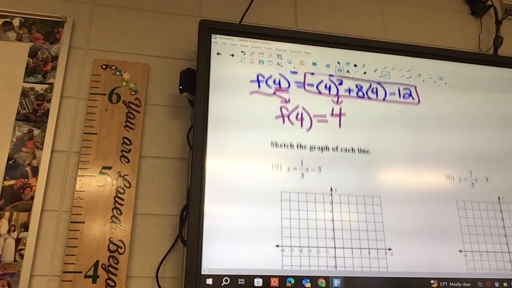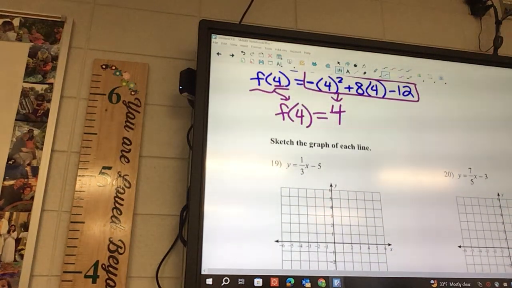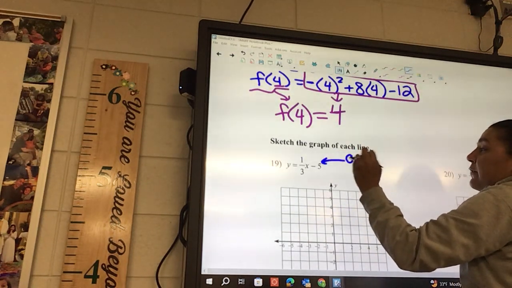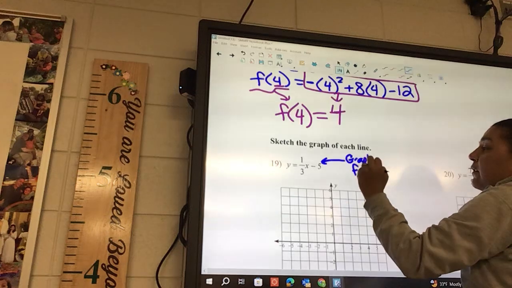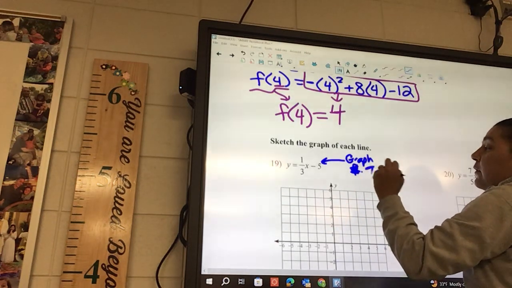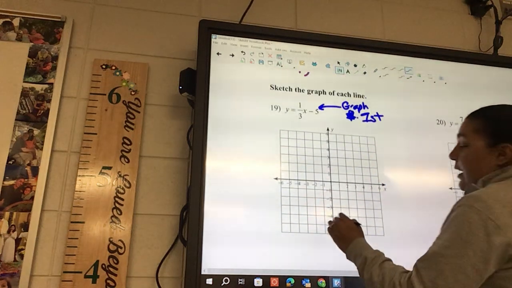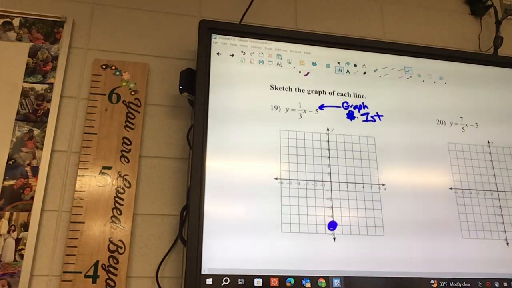Okay, 19 says sketch the graph of the line. Which part do we graph first, the 5 or the 1/3? The 5. We graph the 5 first. So if you need to draw yourself a note, we graph this first. So we're going to go to where the y line and where x is -5. And what is my slope? 1/3.